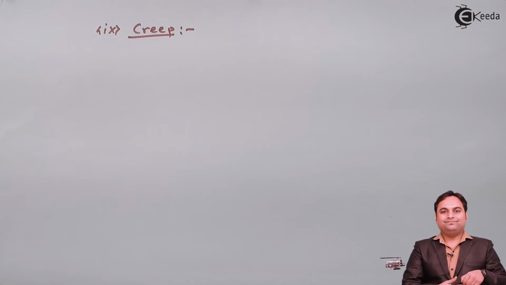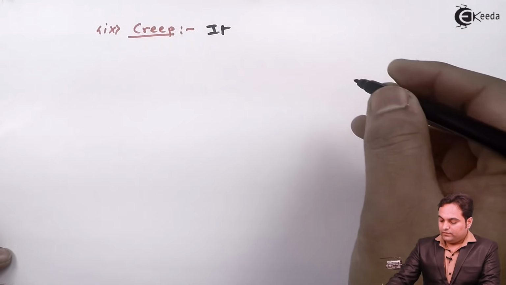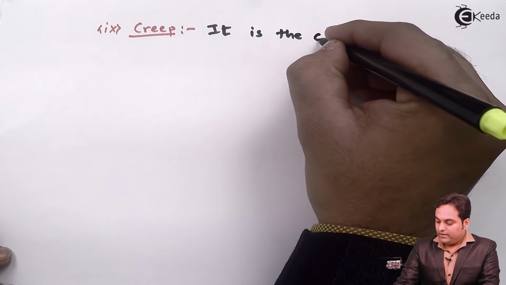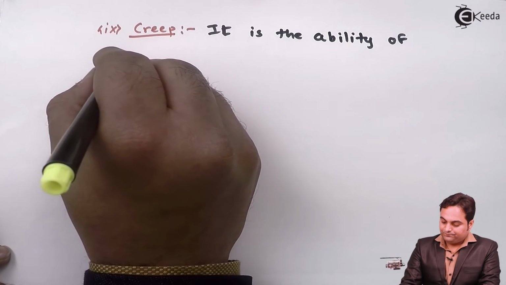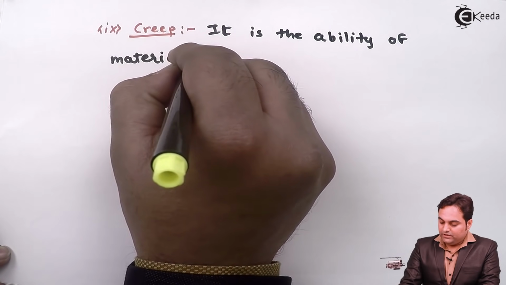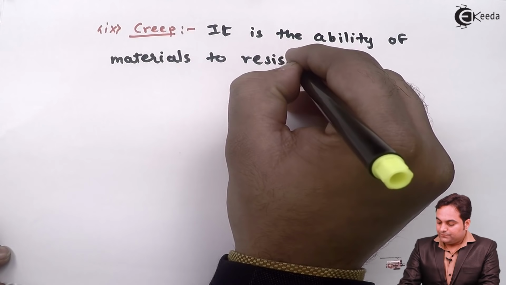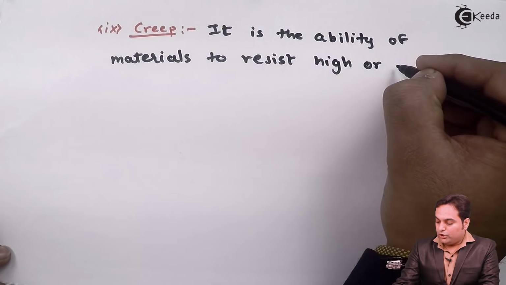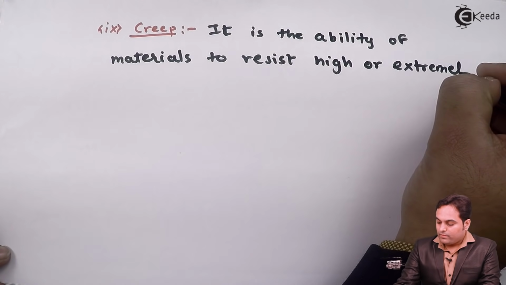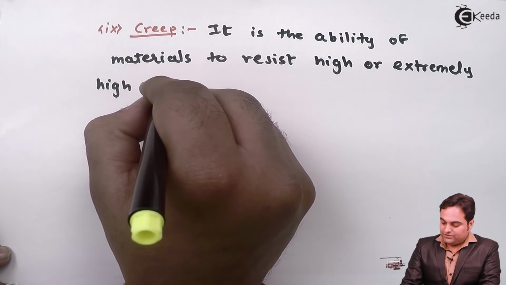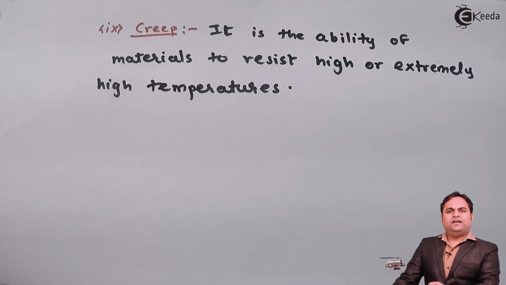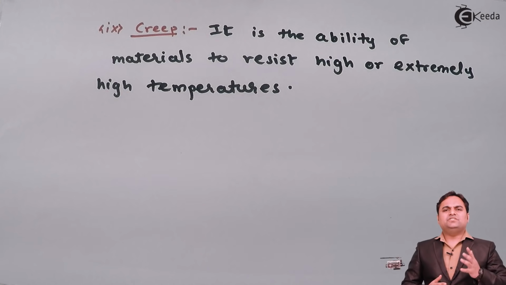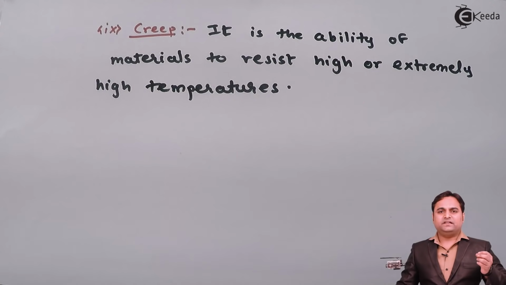Now, creep, it is the ability of materials to resist high or extremely high temperatures. So as from the definition, I think it is very much clear that any material which is able to resist high amount of temperature, that material we will say that it is creep resistant.